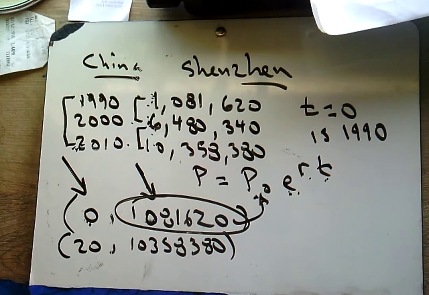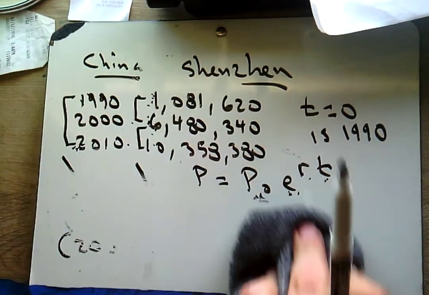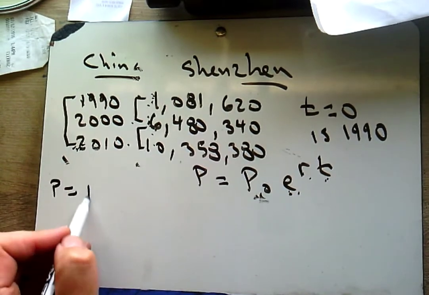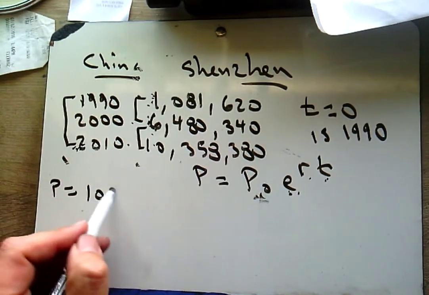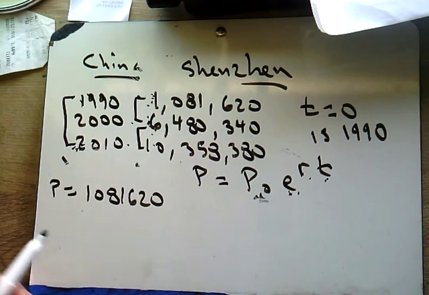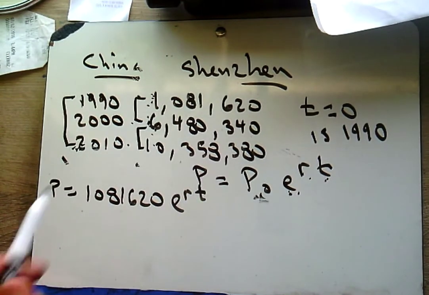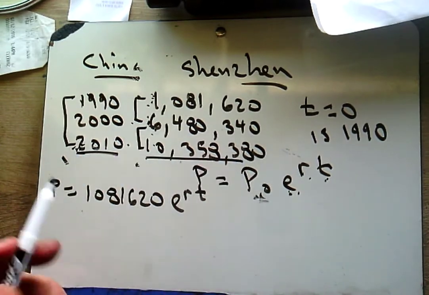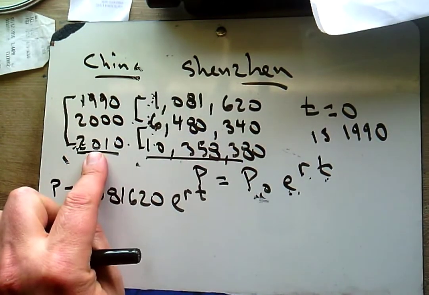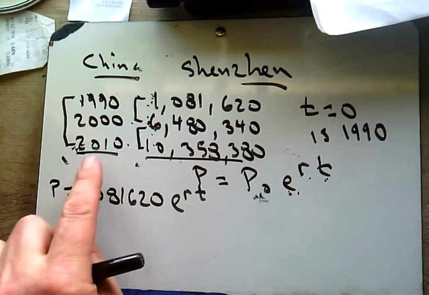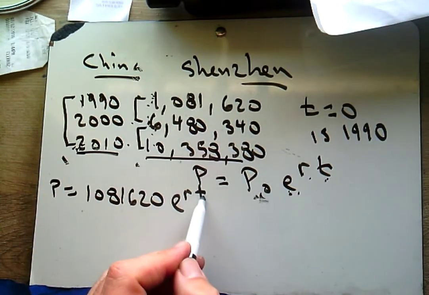Nice. All right, so let's start building this model. I'm going to have P equals 1,081,620 e to the rt. Now, I have the second ordered pair that I want to plug in. Time, not 2010, but 20 years after 1990. So I'm going to plug a 20 in here.